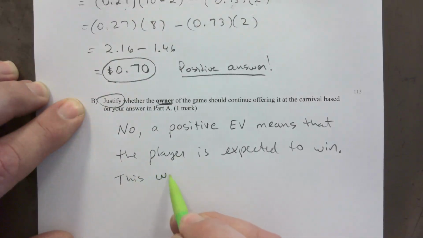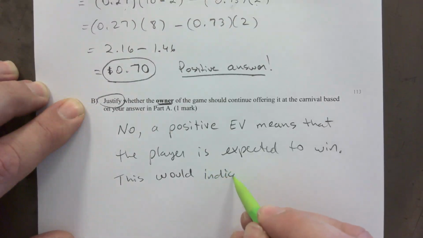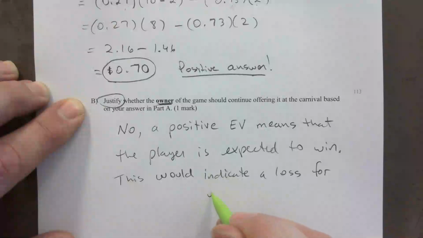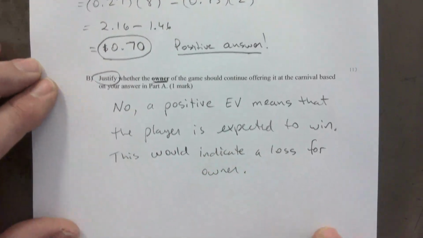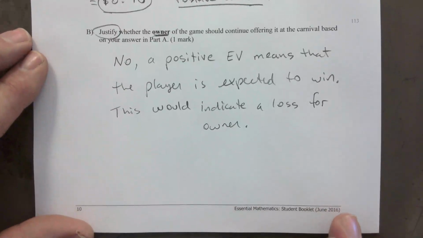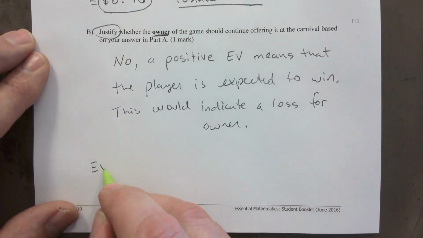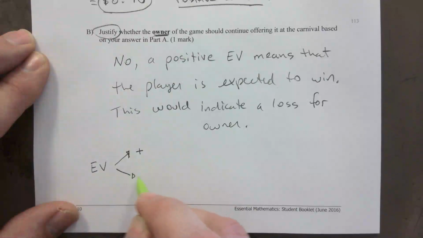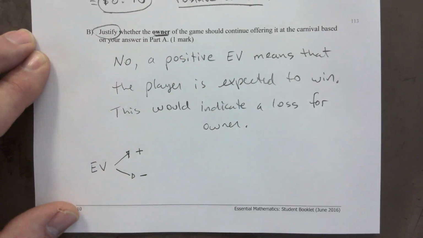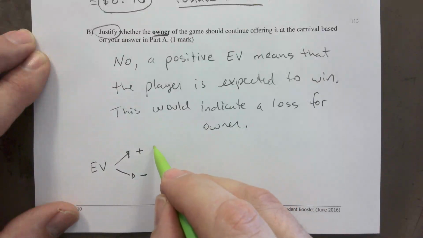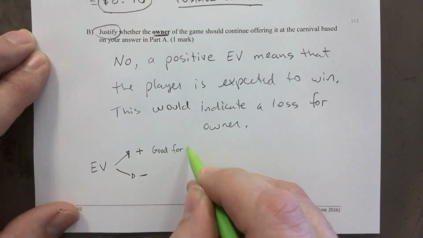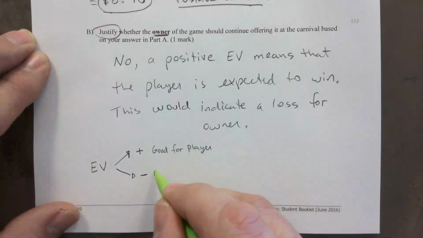This is too much already in my opinion. That'd be good enough. This would indicate a loss for the owner. Okay. That shows your understanding. So I would say this, expected value on your study sheet, it could be either positive or negative. That's what to justify, that's what matters. This is good for the player, bad for the player.